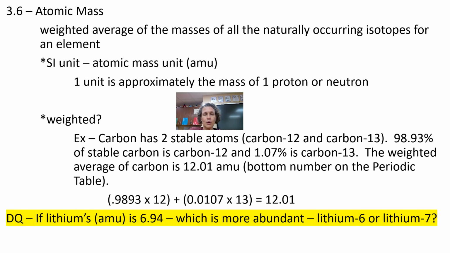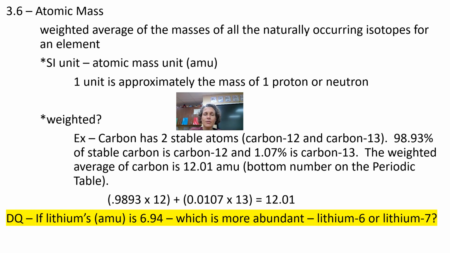If I have carbon, good old carbon again, it has 2 stable atoms: carbon-12, which we already mentioned, and then a form of carbon-13. So out in nature, if I went out and found a good sample of those 2 carbon isotopes, and figured out percentages, 98.93% of what I found was carbon-12, whereas 1.07% is carbon-13. So I'd have a big pile of carbon-12, and a little pile of carbon-13.